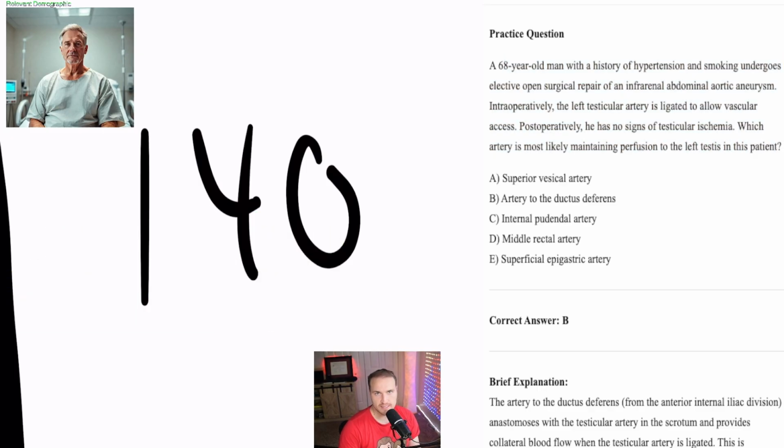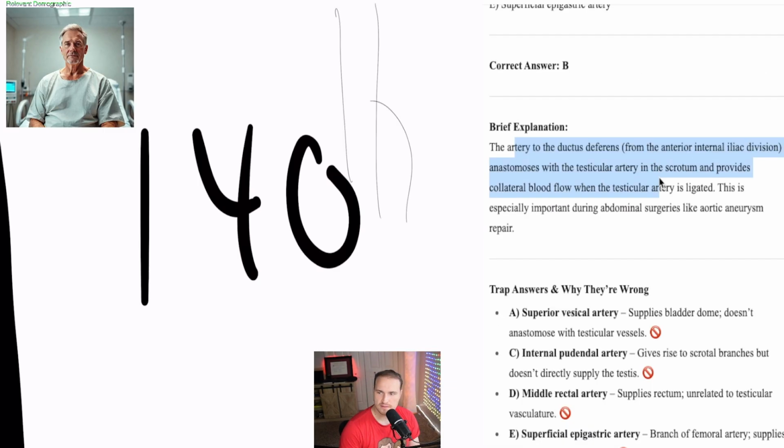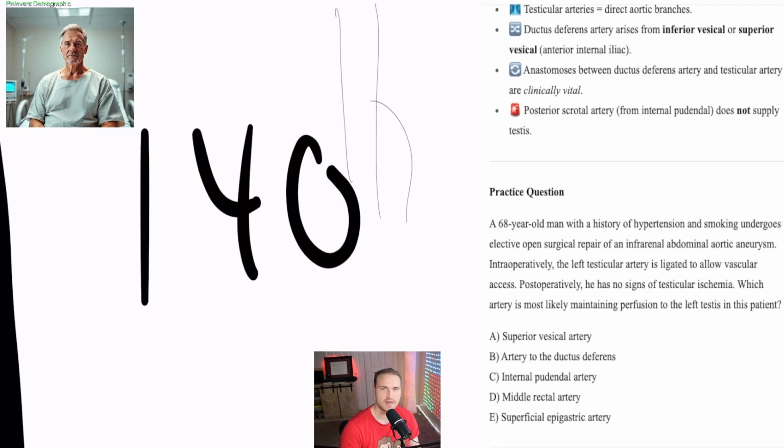All right, so the key to this question is knowing where the testicular artery originates and who backs it up when it's lost. The answer is the artery to the ductus deferens, if the testicular artery is damaged or ligated. So this is just an anastomosis question. Here's the explanation. Superior vesical artery supplies the dome. Internal pudendal gives rise to the scrotal branches, but not an anastomosis with the testes. Middle rectal artery supplies the rectum. Superficial epigastric is a branch of the femoral artery, supplies the lower abdomen. All right, so this is just an anastomosis question.